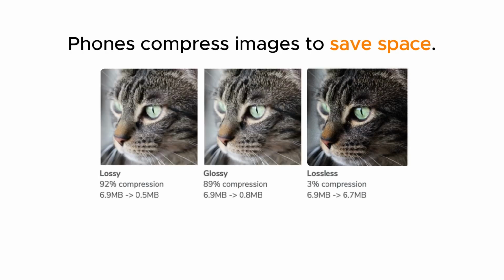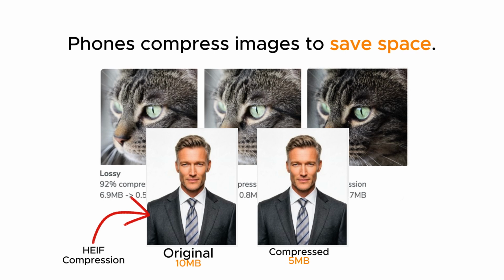Compression. Phones compress images to save space. Higher compression equals smaller files but less detail. Newer formats like HEIF store higher quality at smaller sizes. Turning on HEIF saves storage while keeping picture quality high.